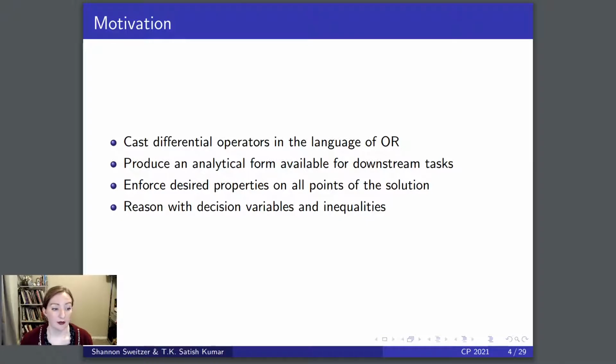These drawbacks motivate the need for a method that can accomplish several things. First, we would like to leverage the power of OR solvers and tools by casting differential operators in the language of OR. Next, we would like our method to produce an analytical form that is available for downstream tasks. We would like to be able to enforce desired properties on all points of the solution, rather than on a discrete set of points. Finally, we would like our method to easily be able to integrate decision variables and inequalities, thus making it adaptable to the needs of many different problems.